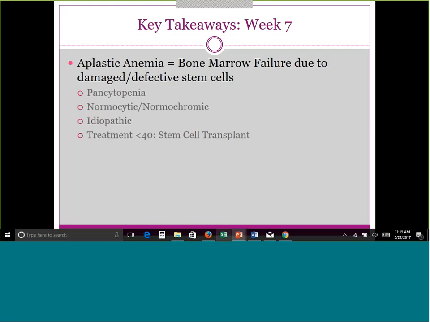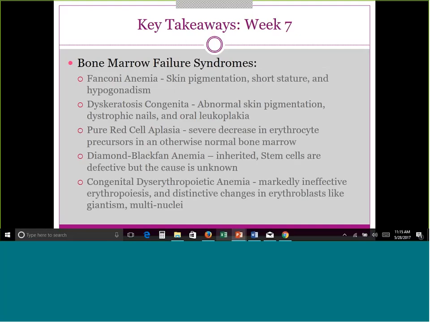Most of the time we have no idea why people end up having aplastic anemia. It is idiopathic, especially when it's acquired. We have some thoughts of radiation, viruses, anything out in their environment maybe they're exposed to, but otherwise we can't pinpoint it. Treatment, especially if they're under 40, is ideally to get them some healthy stem cells to help get their bone marrow back into place.